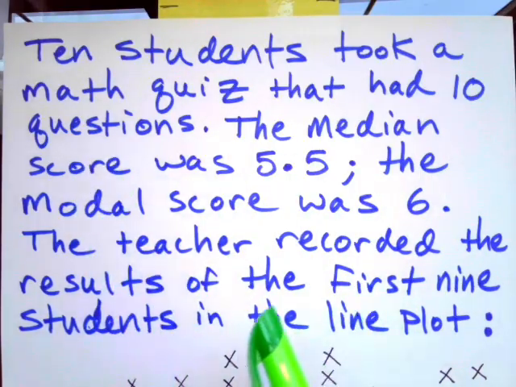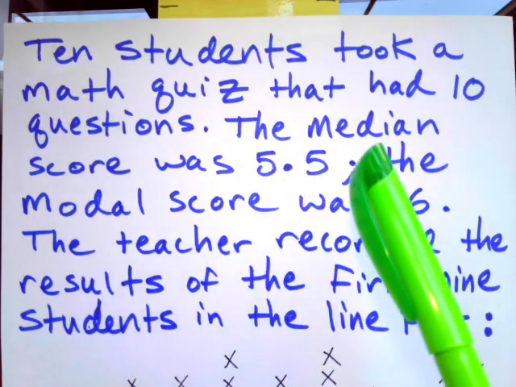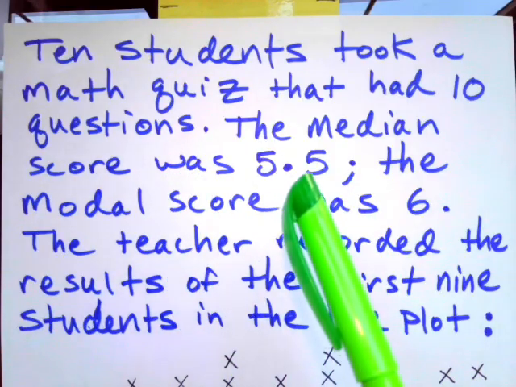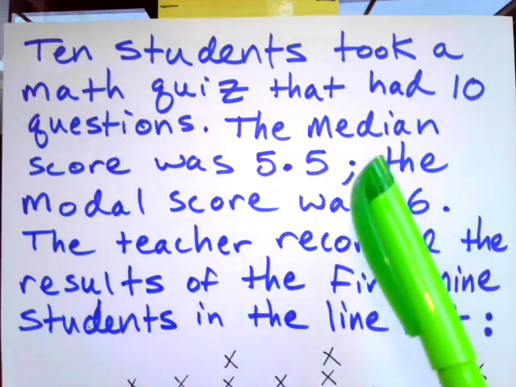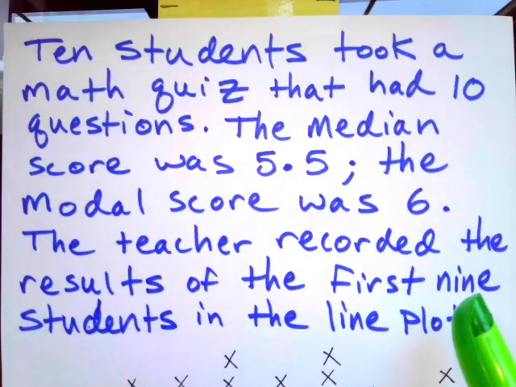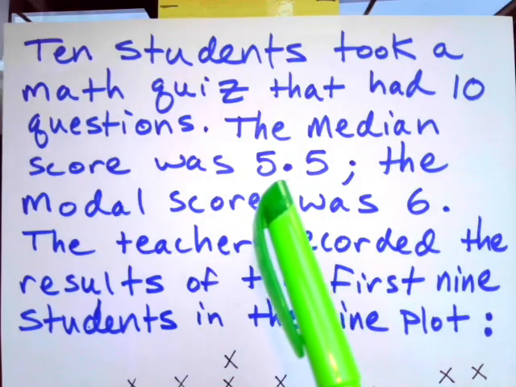But only the first 9 students in the line plot had their scores recorded. The median score of those 9 students was 5.5. I'm going to tell you now, but I'll explain later, that the median is the middle number, right? You take all 9 values on the quiz, you find the middle number, and it's 5.5.